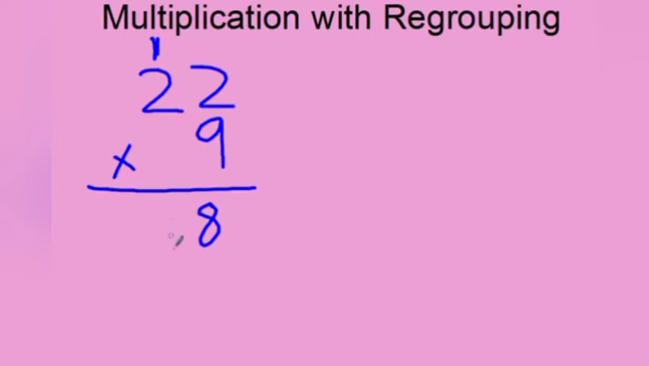So I regroup. Now, when I say regroup, I'm not talking about borrowing or anything like that. But again, I have 18. There's too many for my ones place. I have to put one in my tens place. So now I have 9 times 2 again, which is 18. But I have this 1 up here. What do I do with that 1?